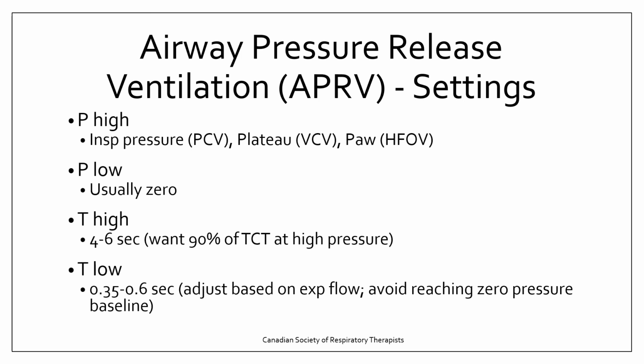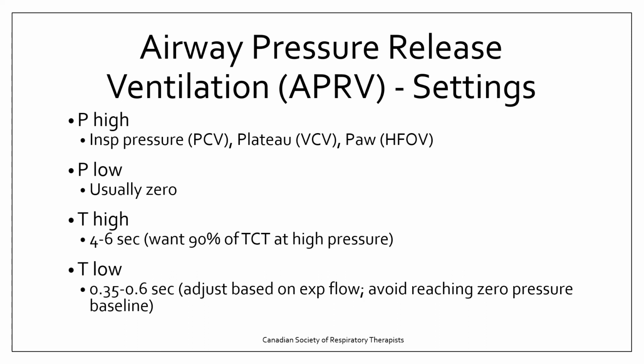If the patient's in pressure control ventilation prior to entering this mode of ventilation, then you're going to set your pressure high at the inspiratory pressure level you were using in pressure control ventilation. If a patient was in volume control ventilation prior to entering this mode, then you'll do a plateau maneuver, so an inspiratory hold maneuver. Figure out what your plateau pressure is and use that as your P high setting for APRV.